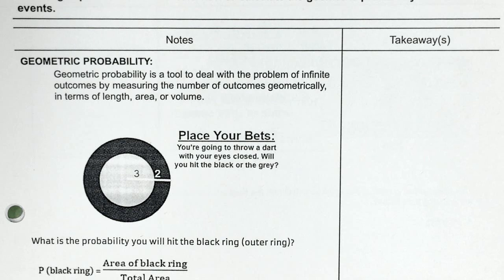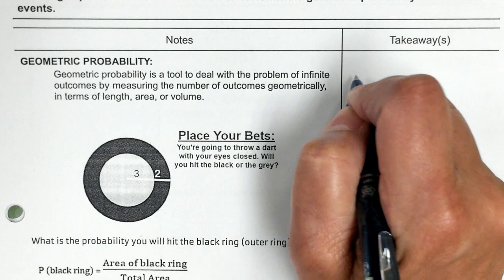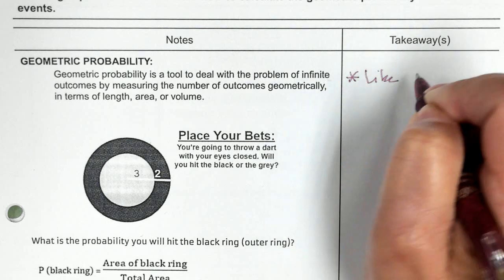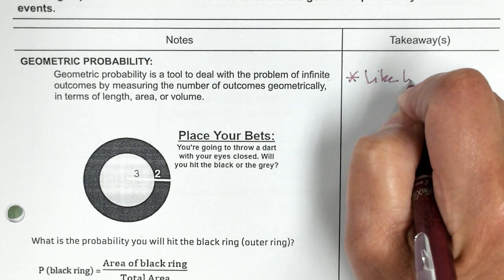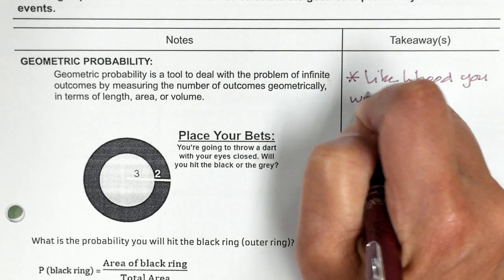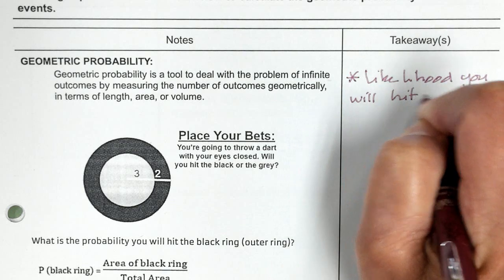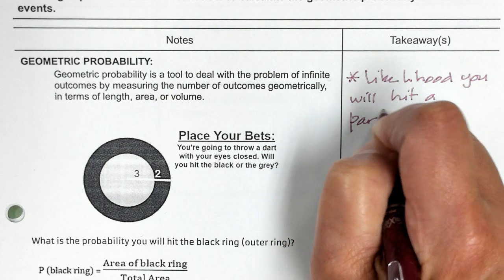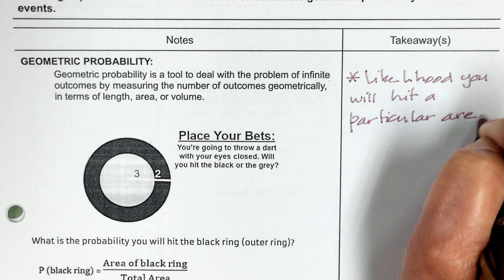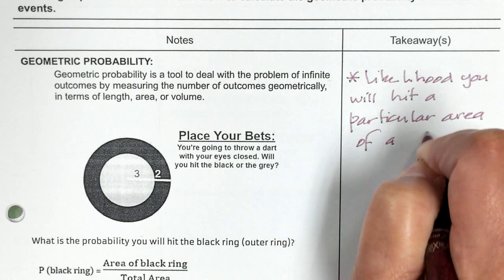Today's lesson is on geometric probability. It's a tool to deal with the problem of infinite outcomes by measuring the number of outcomes geometrically in terms of length, area, or volume. In simpler terms, it's the likelihood you will hit a particular area of a figure.